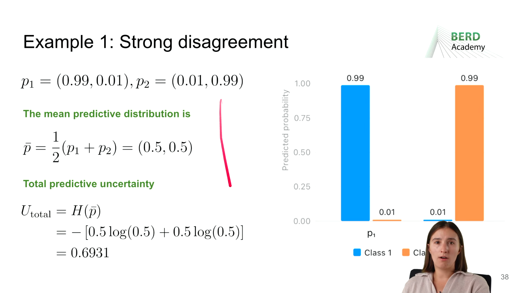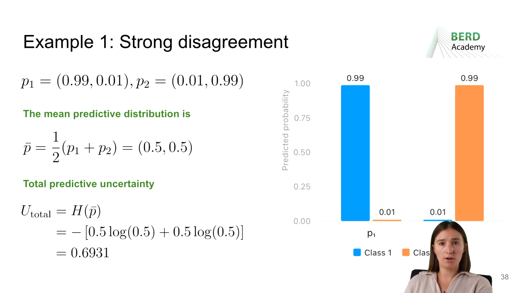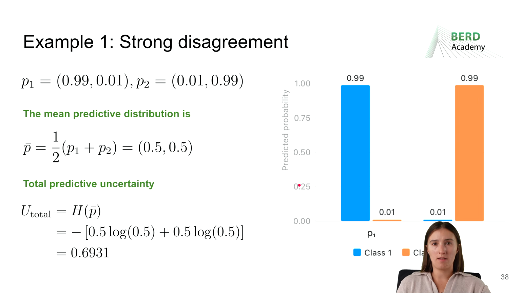Without looking at the math first, I want you to maybe just pause the video for a second and think about what kind of uncertainty this setting represents. Is this high aleatoric uncertainty or high epistemic uncertainty? Okay, this is a very classical example of high epistemic uncertainty, because the two models just do not know which class is the right one, but they are very certain that it's either one of them. So this relates to a lot of epistemic uncertainty.